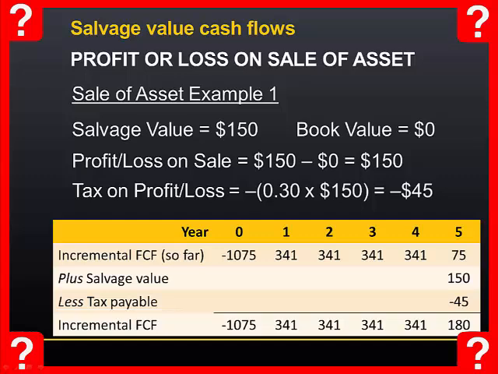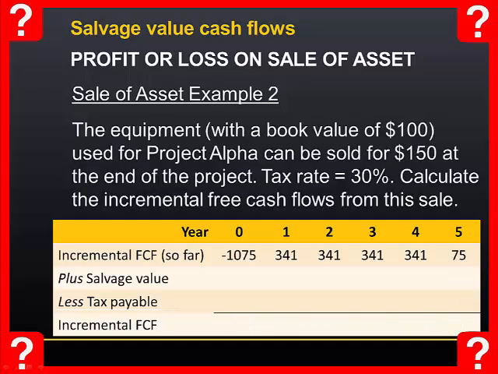We'll do a couple more examples with different values for the book value to see how that affects cash flows. Everything is the same in this example, except that the book value is now $100. Maybe tax law imposes some constraints on the amount of depreciation that can be claimed, but for whatever reason, we have a book value of $100 for equipment that is sold for $150. What will be the incremental free cash flows in year 5?